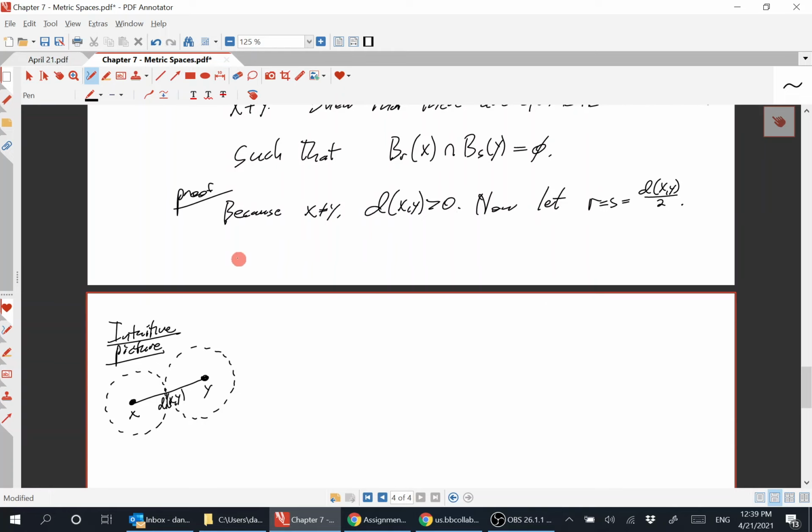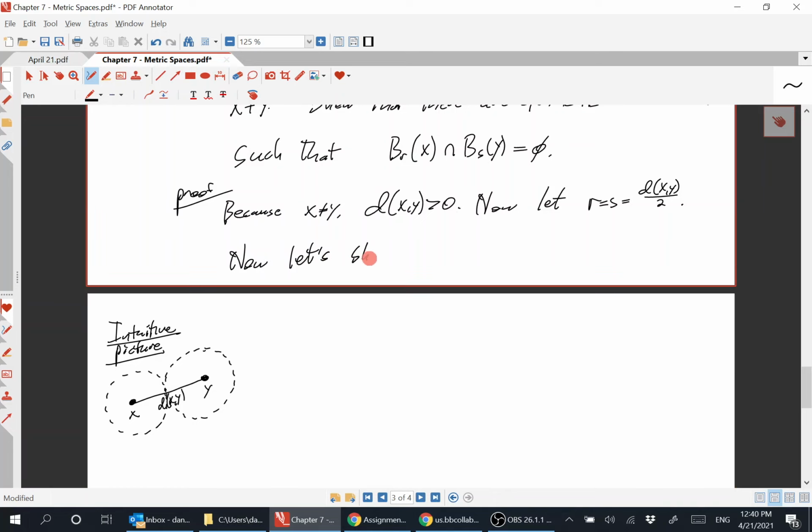Okay, so now let's show that. Here you can see the distance, 1/2 the distance. It looks like they overlap, but they actually don't. If you want, you can make it the distance from x to y over 3, in which case they don't even look like they overlap. It's just that the boundary of these balls is actually not part of the ball.